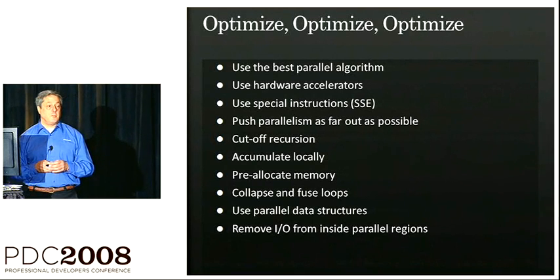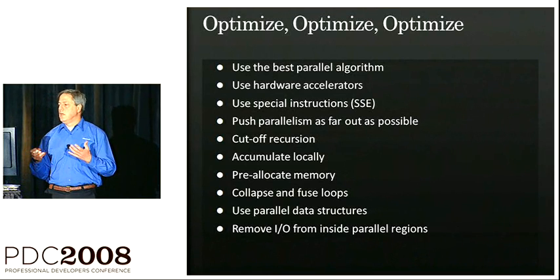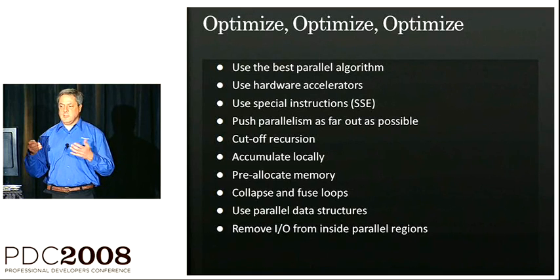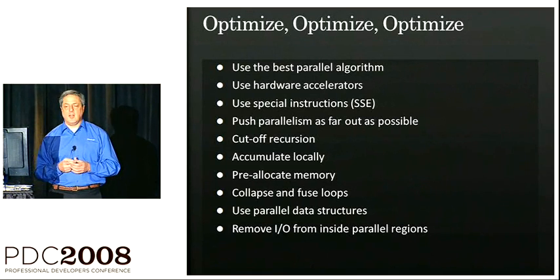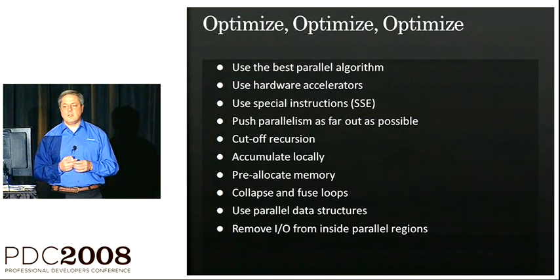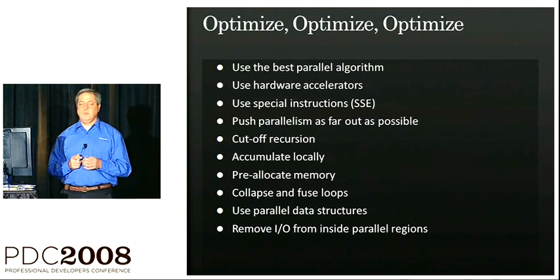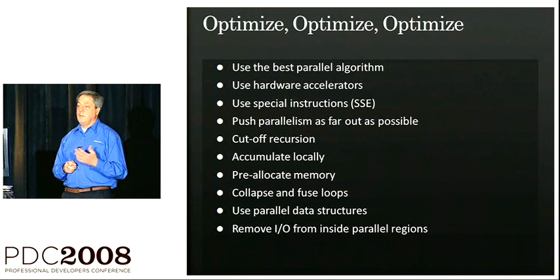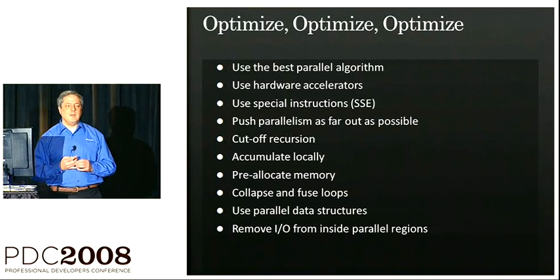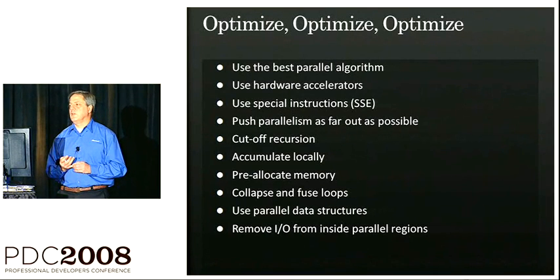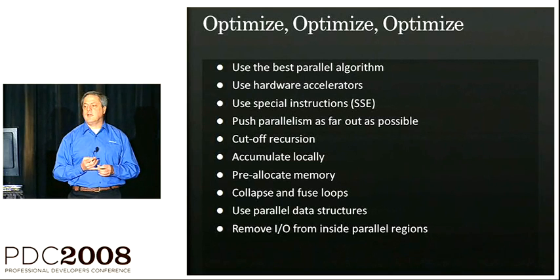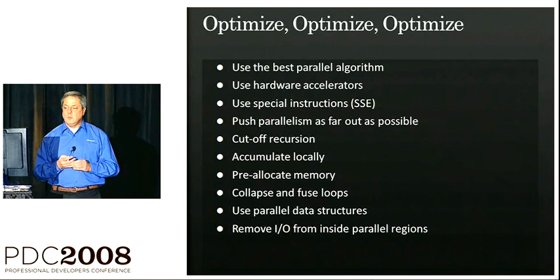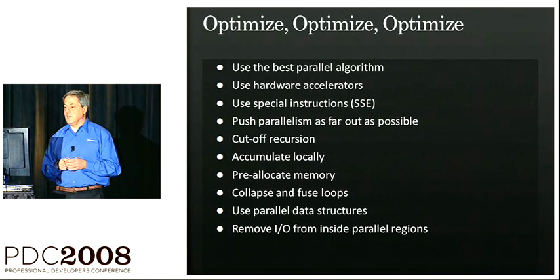Push parallelism out as far as possible so you make your work sizes large. Make your communication and synchronization points fewer and farther between. But again, you do want to over-decompose your problem slightly to improve load balance. You want to cut off recursion. David touched on that. You want to accumulate locally so that you minimize the number of loads and stores. Pre-allocate memory. Don't allocate memory for lots of objects inside of parallel loops. There's probably a bottleneck somewhere in the memory allocator, and that will eventually hurt your performance. Collapse and fuse your loops so that you get bigger work grains.